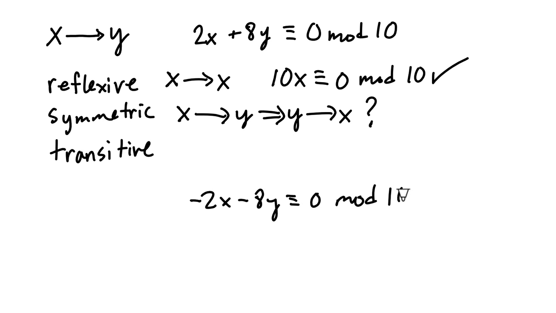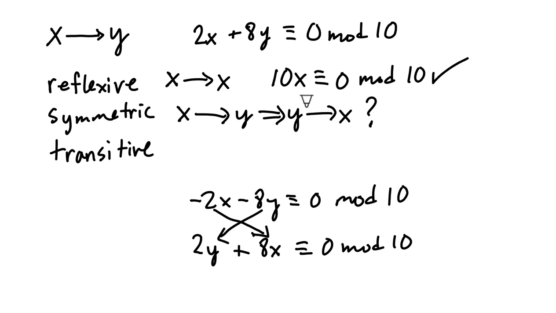Now I want you to look at this for a minute. Negative 8 is congruent to positive 2 mod 10. It's 2y, and I'll write it over here, 2y. Negative 2 is congruent to 8 mod 10, so I'll just write it over here. Oh my goodness, it looks like the exact same statement as we had before.